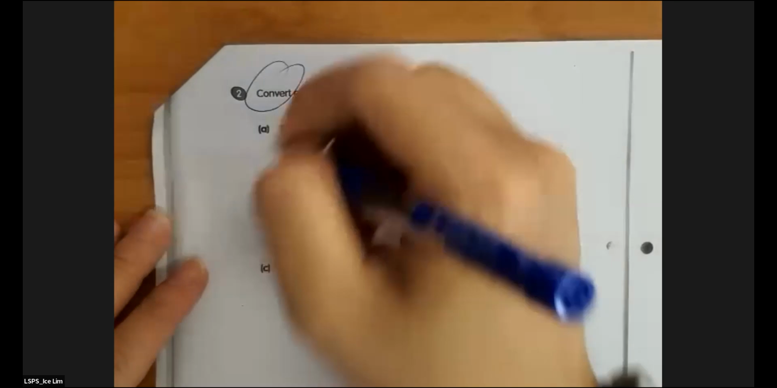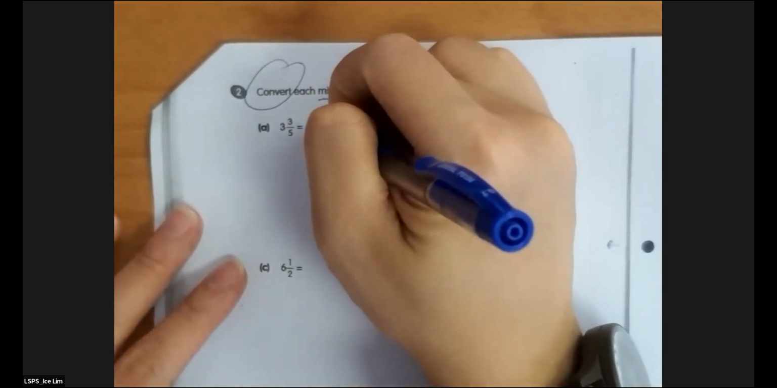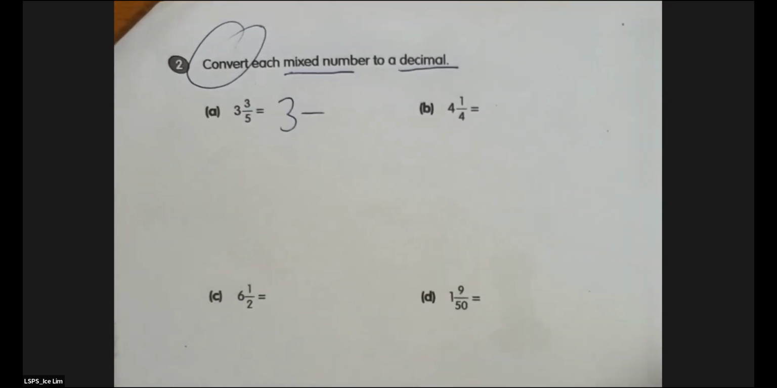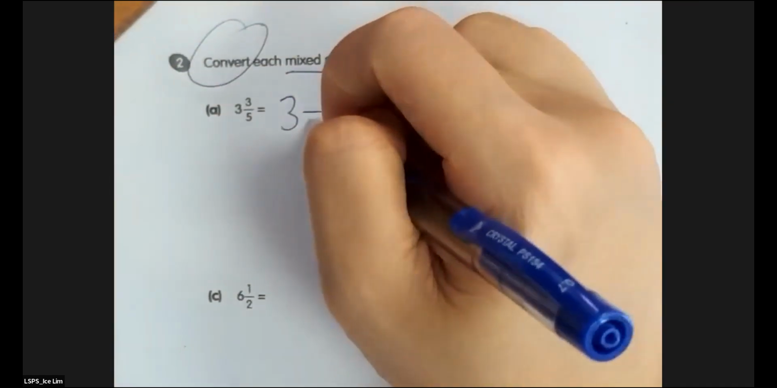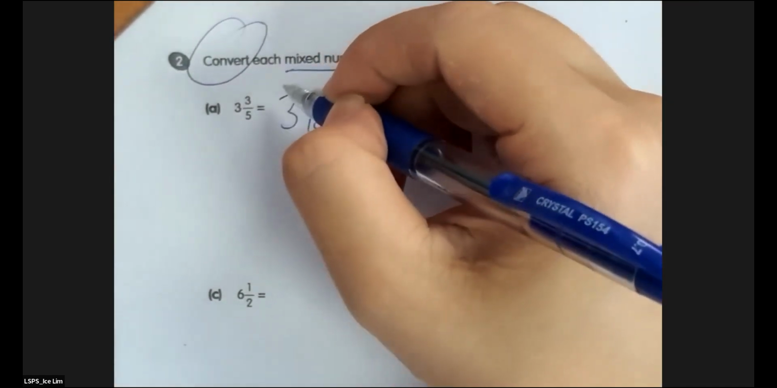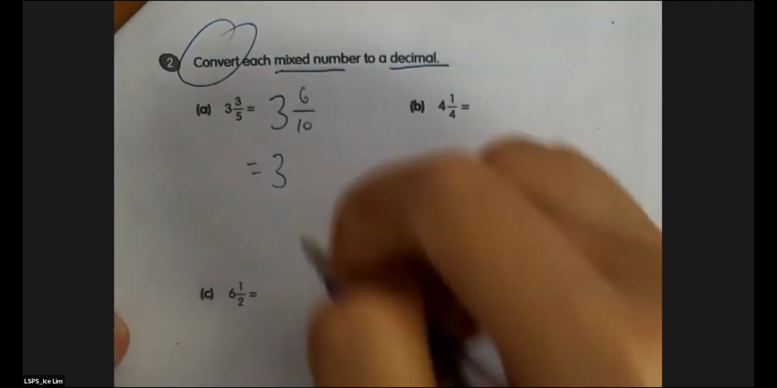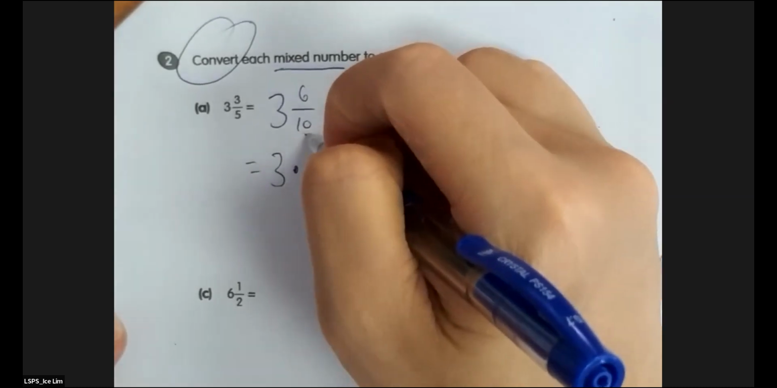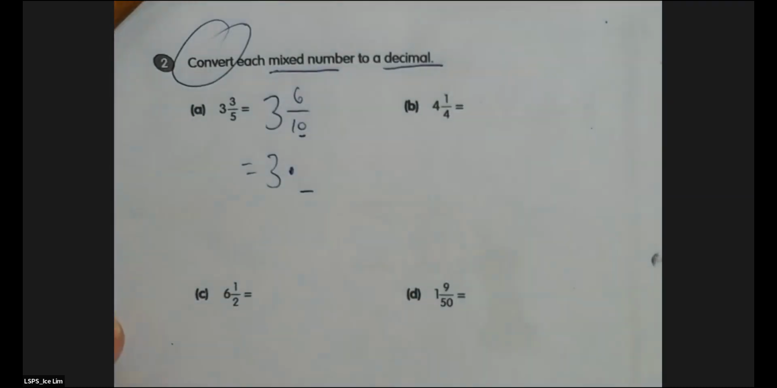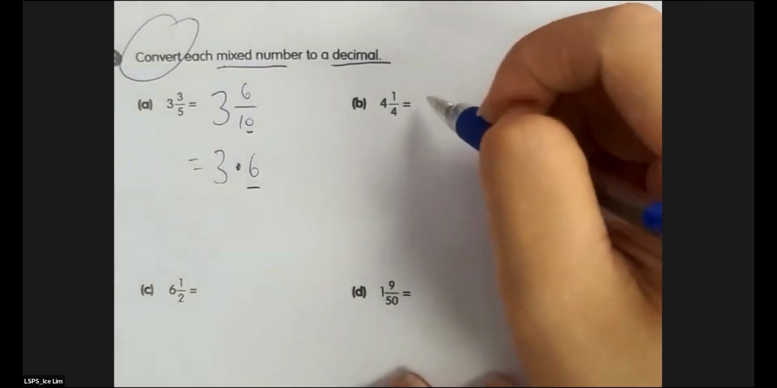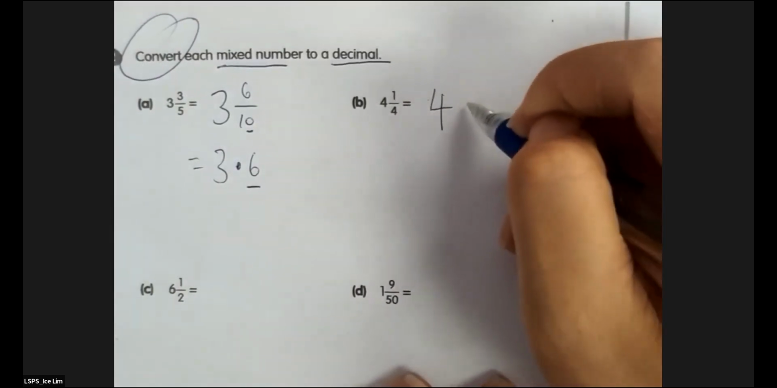Okay, so here, 3, I'll keep 3 as it is, convert 5 to its nearest multiple, maybe 10. So 5 times 2, 3 times 2, 6. So keep the whole number as it is. Decimal point, there's one place here, put the 6 here. Okay, then 4 and 1/4, keep the whole number as it is.